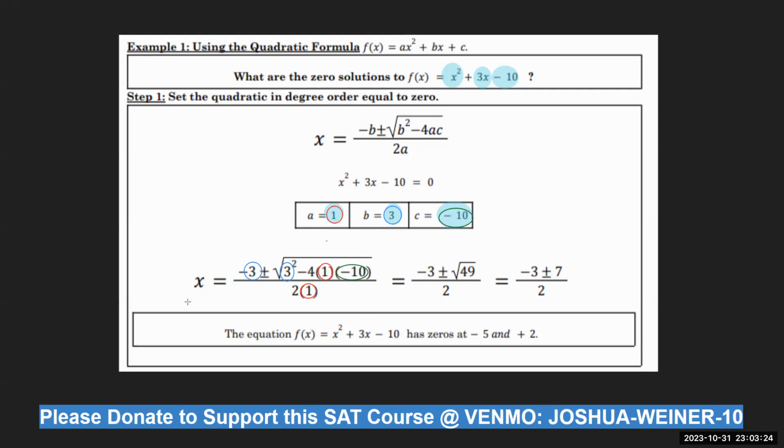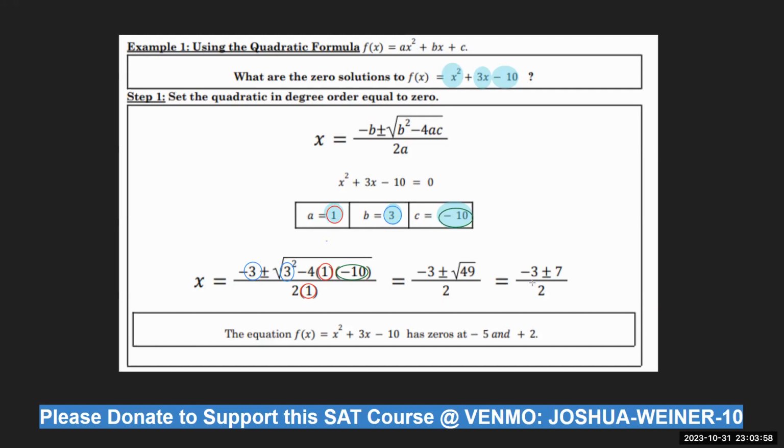Just make sure that you plug in correctly, and we'll get negative 3 plus or minus the square root of 9 plus 40 over 2. Well, 9 plus 40 is 49. So we get negative 3 plus or minus the square root of 49 over 2, which simplifies to negative 3 plus or minus 7 upon 2. Negative 3 minus 7 is negative 10 over 2, which is negative 5, the first zero. Negative 3 plus 7 is 4. 4 divided by 2 is 2, the second zero.